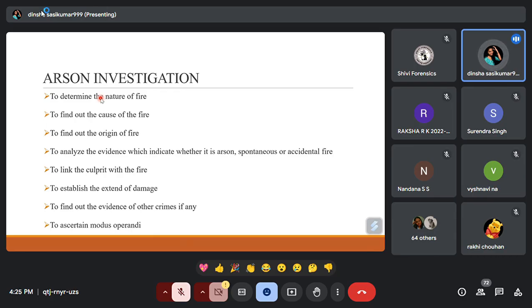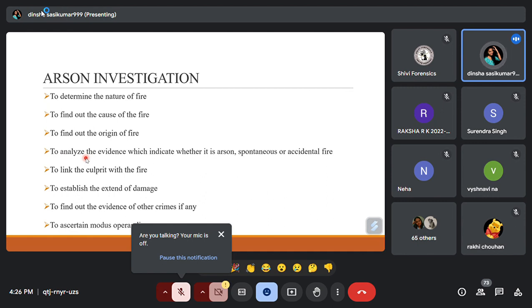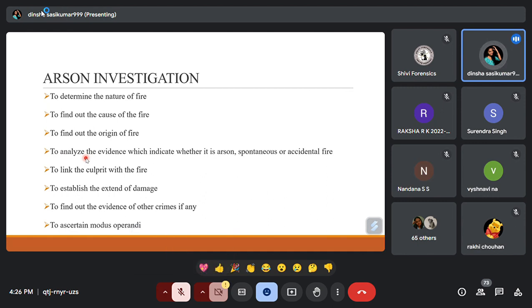So the first objective is to determine the nature of fire. We have to determine how the fire has occurred, whether it is accidental, or natural, or it is arson. So we have to find the nature of fire. The second one is to find out the cause of fire. Third one, to find out the origin of fire. Finding the origin is very important during arson investigation. Then to analyze the evidence which indicates whether it is arson, spontaneous or accidental fire.